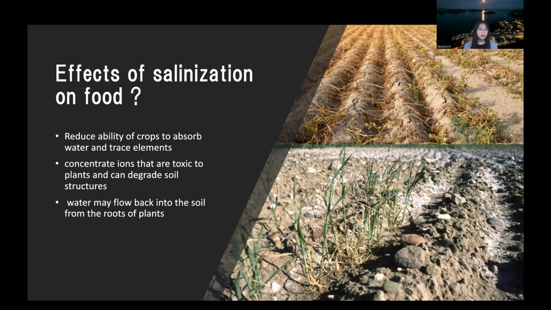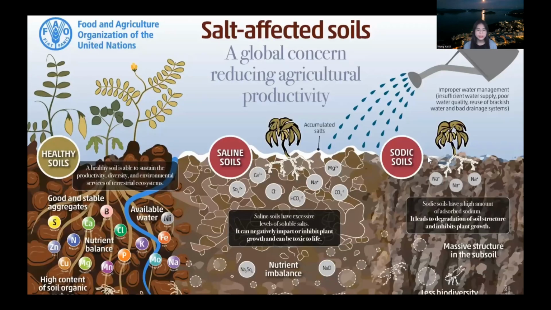Salinity affects production in crops, pastures, and trees by interfering with nitrogen uptake, reducing growth and stopping plant reproduction. According to this picture, we can see that under soil salinization, the healthy soils will turn to saline soils by having nutrient imbalance, and will finally lead to sodic soils and massive structure in the subsoil. The output will decrease as plants cannot absorb nutrients and grow, which is also decreasing biodiversity.